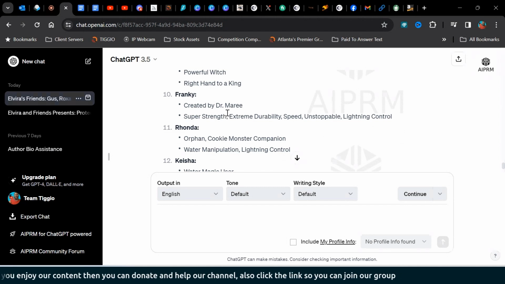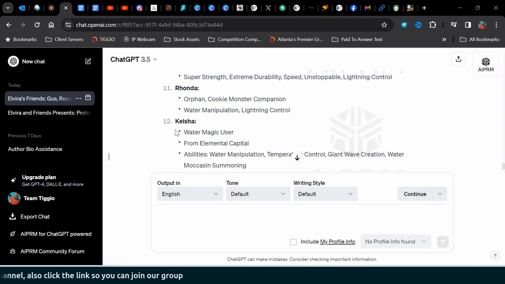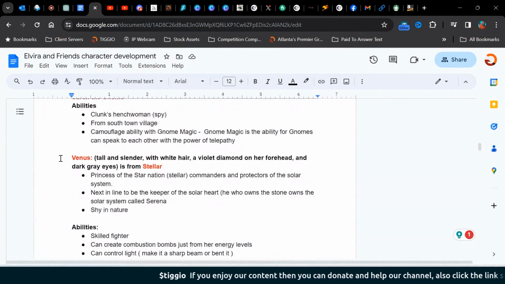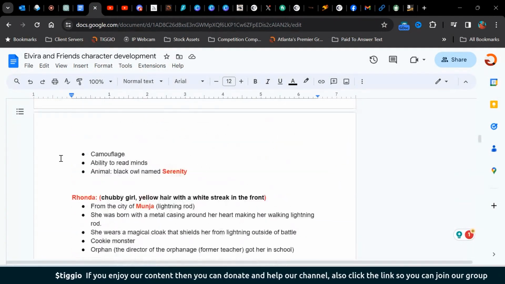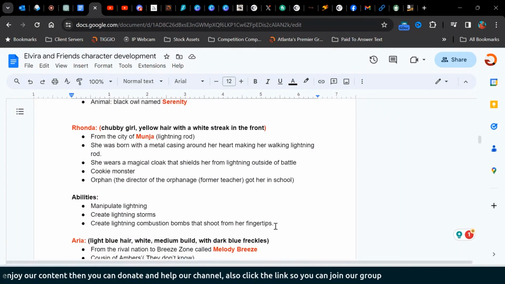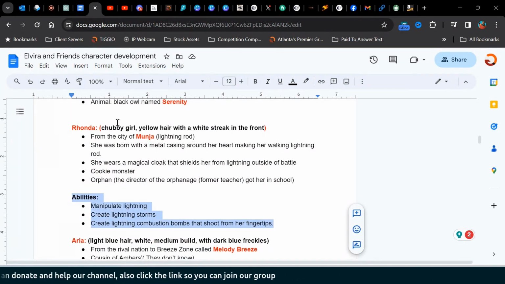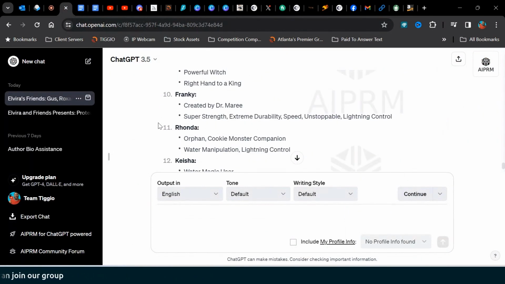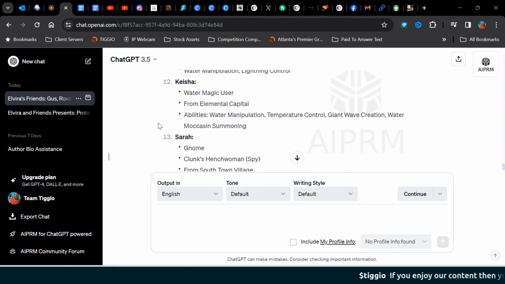All right. Frankie, created by Dr. Marie, super strength, extreme durability, speed, unstoppable, lightning control. Rhonda, orphan, cookie monster companion, water manipulation, lightning control. And Rhonda, I don't believe Rhonda has water manipulation. That should not be right. Let's see. See, she has lightning, not water. So I need to fix that. So ChatGPT can get things wrong, and we're gonna fix it.